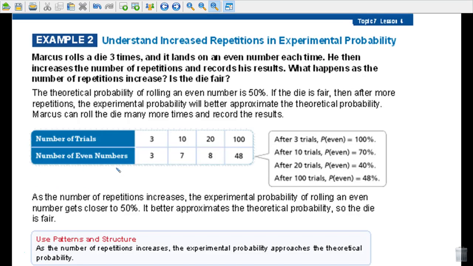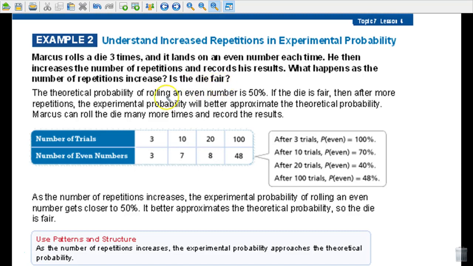Let's move on. Example 2, understand increased repetitions in experimental probability. Marcus rolls a die 3 times and it lands on an even number each time. He then increases the number of repetitions and records his results. What happens as the number of repetitions increase?